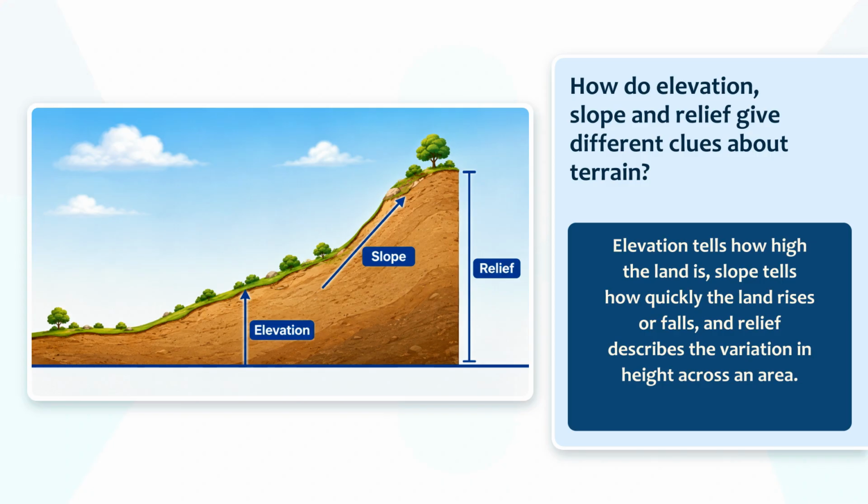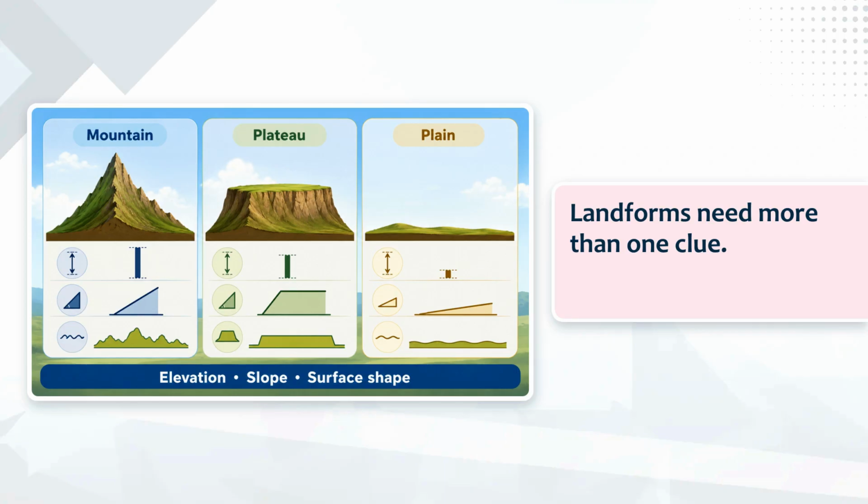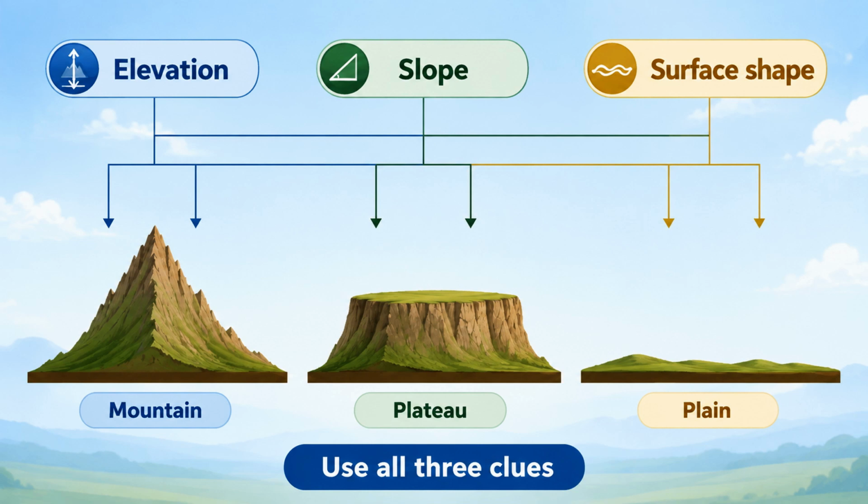Next, we will use these clues to distinguish mountains, plateaus, and plains. Mountains, plateaus, and plains are distinguished by reading elevation, slope, and surface shape together. Height alone is not enough to classify the land correctly. Use the same 3 clues for each shape. Landforms need more than one clue. Elevation, slope, and surface shape work together. Using one clue can confuse different landforms, especially high ones. Combining elevation, slope, and surface shape gives enough evidence to distinguish mountains, plateaus, and plains more reliably.